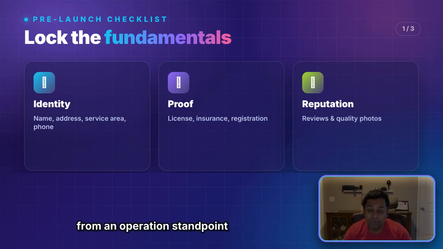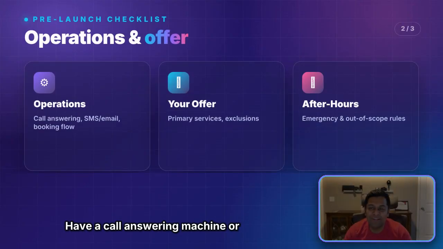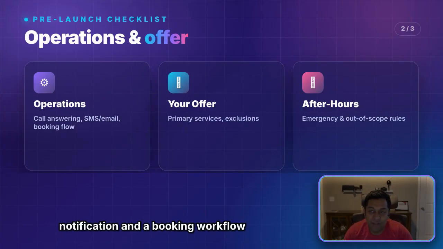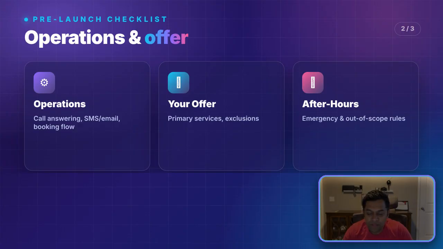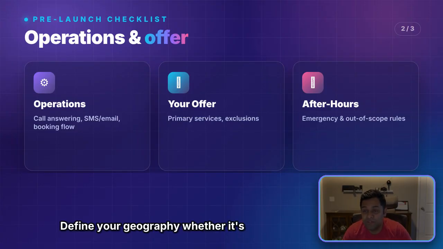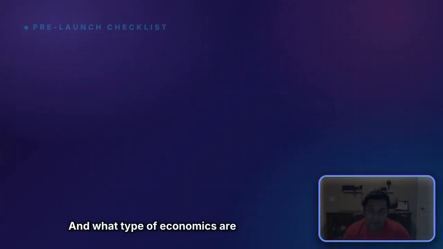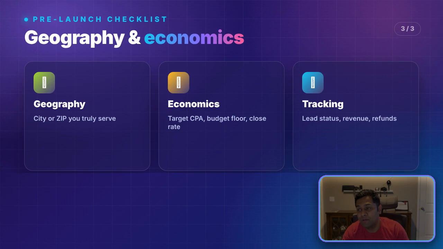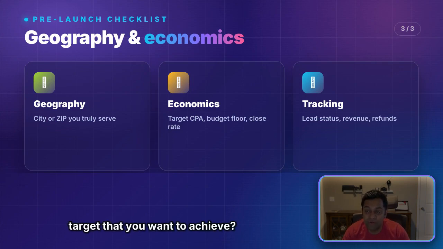From an operation standpoint, have a call answering machine or a plan, SMS or email system notification, and a booking workflow. You need to have a proper offer, like what are your primary services, exclusions, emergency, and after hour scope. Define your geography, whether it's city or zip, where you actually serve, and what type of economics you are looking at. Is it target cost per booking, or is there a budget floor, or is there a close rate target that you want to achieve?